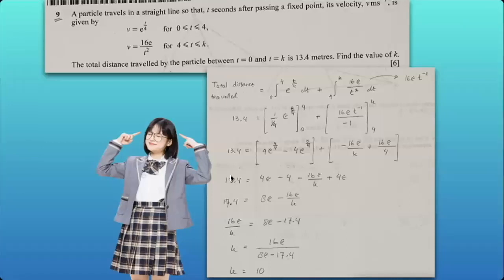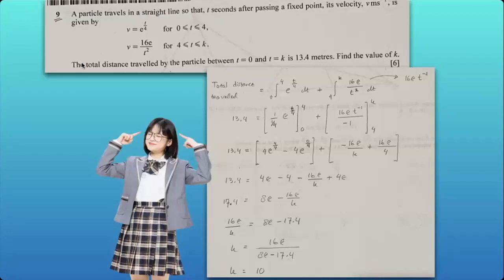Question 9. A particle travels in a straight line so that t seconds after passing a fixed point, its velocity, v meters per second, is given by these. Pay attention to the time interval. Now, the total distance traveled by the particle between t equals 0 and t equals k is 13.4 meters. Find the value of k.